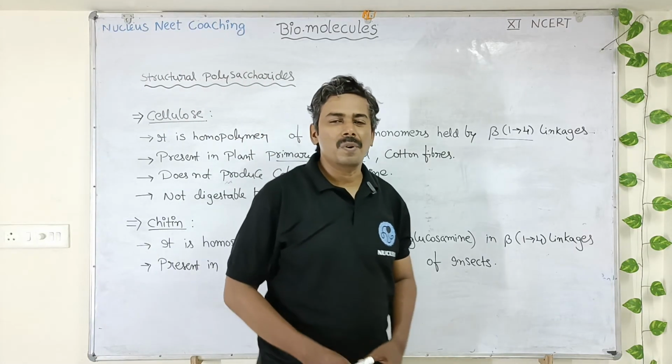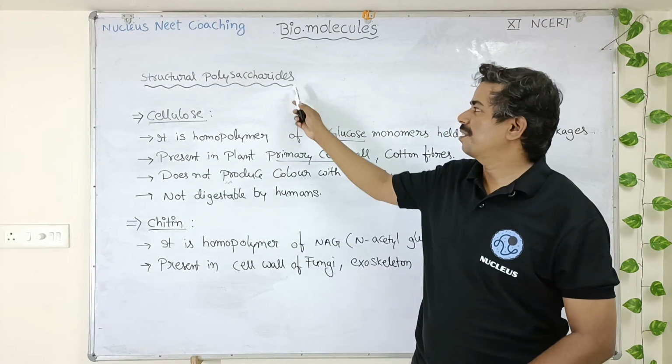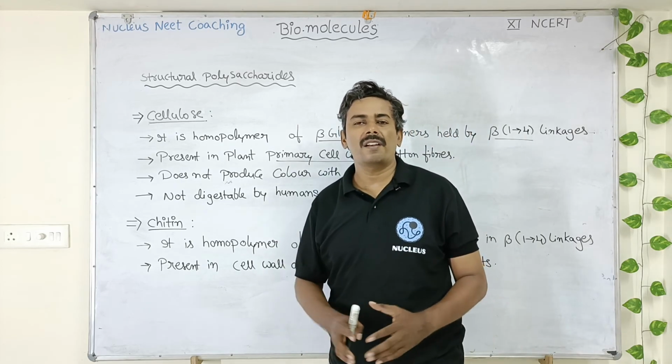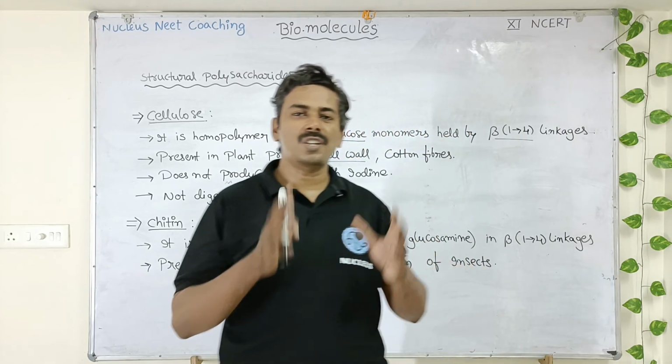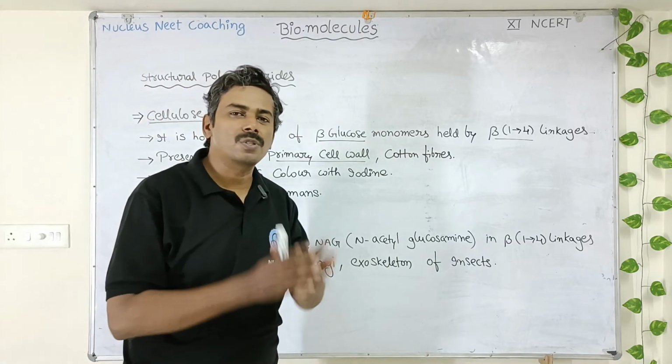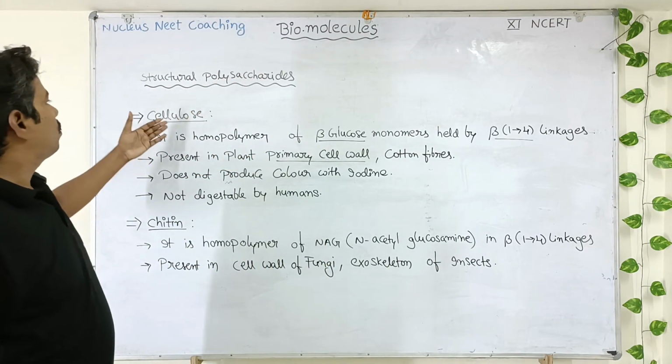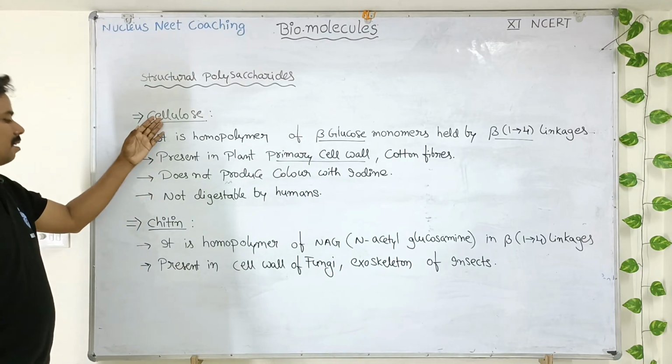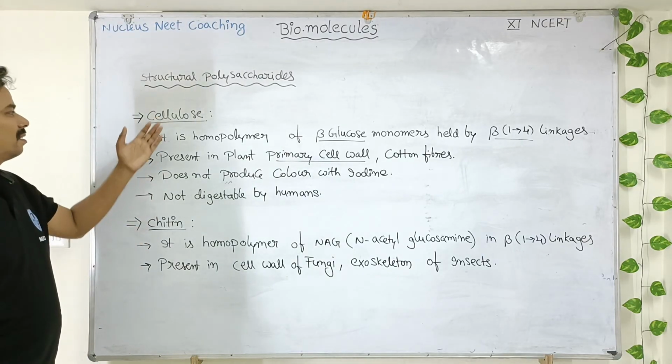Now let us discuss structural polysaccharides. Structural polysaccharides are also a kind of homopolysaccharides. They have a structural role in living organisms. They provide mechanical support to the cells. The two structural polysaccharides are cellulose and chitin.